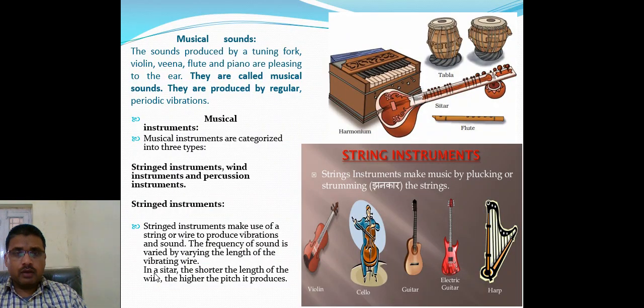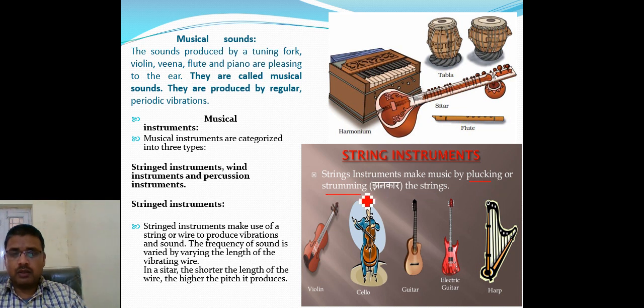Here, the musical instruments are given. All these things are given, and we are talking about the string instruments, which are all shown here. You can see all these have strings, and when we pluck that string with any kind of thing, it creates a sound, and that kind of sound is basically a string instrument. You can go through these. The string instrument makes music by plucking or strumming the string.